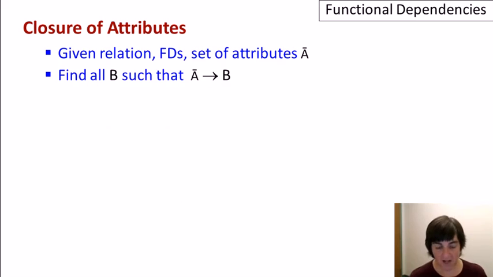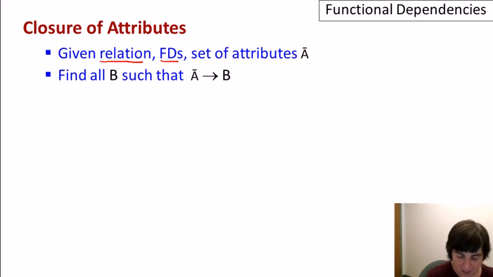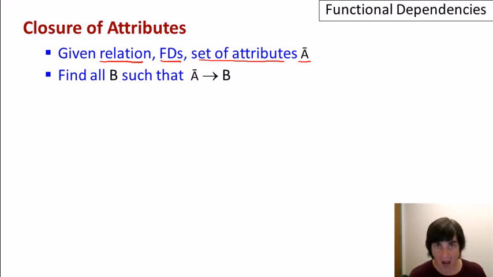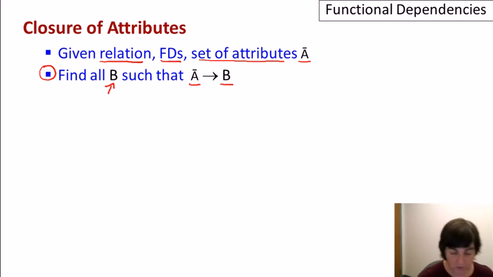Now I'm going to introduce the concept of closure of attributes. Let's suppose we're given a relation, a set of functional dependencies for that relation, and then a set of attributes A bar that are part of that relation. I'm interested in finding all attributes B of the relation such that A bar functionally determines B. And this is what's called the closure, and I'll show in a bit why we might want to compute that. Notationally, the closure is written using the plus sign. So the closure of A bar is A bar plus.